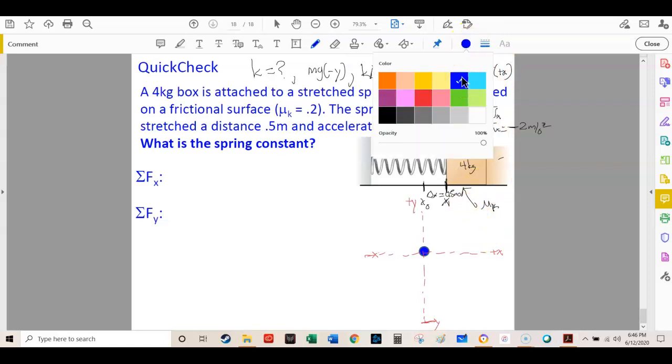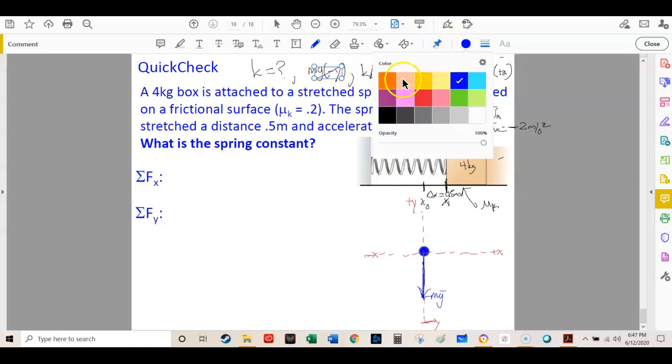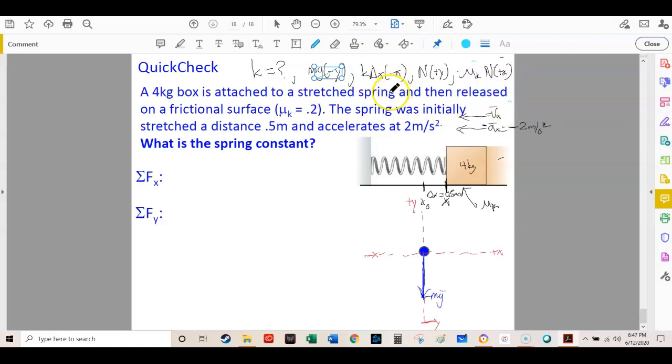All right, let's go ahead and start drawing. I have weight working down, so negative mg is pointed down. I've got that right here. Now let's use baby blue for our spring force. The spring force is going to be acting in the negative x direction. It's really easy in this case, since it's just k delta x, so just use k delta x and label it.